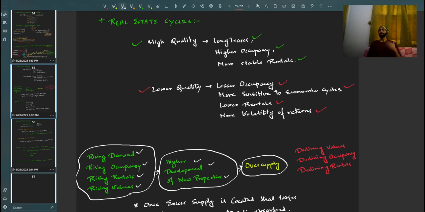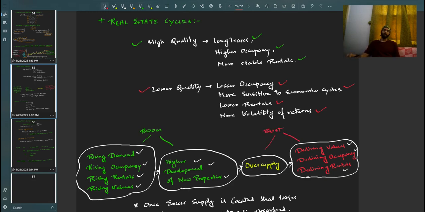And oversupply eventually leads to declining values of properties, declining occupancy rates, declining rentals, which obviously means there is a declining cycle in real estate. Now the initial phase, where there is rising demand, rising occupancy, rising rentals, rising property values and a higher rate of development of new properties, is called the boom phase. And the phase where there is oversupply, and declining values, occupancy and rentals, is called the bust phase.